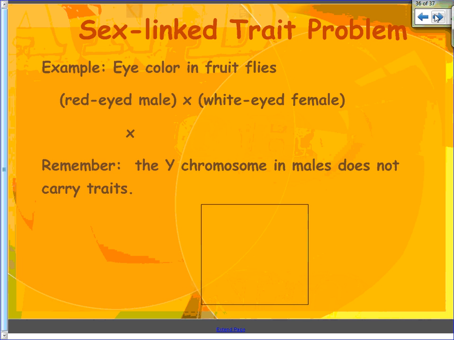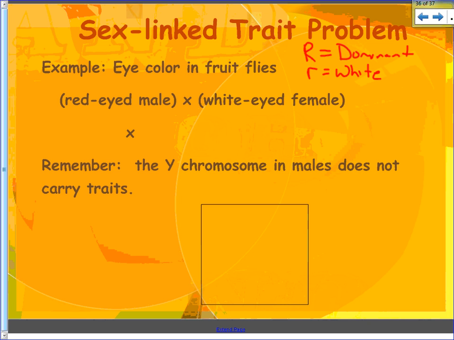So when we do sex-linked problems, one of the things to keep in mind, much the same as our codominance, is we have to account for males and females now, because obviously they're going to be different. So if we were to look at eye color in fruit flies, we know that eye color red is dominant over white.